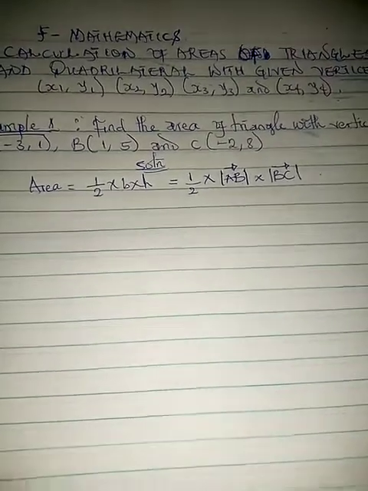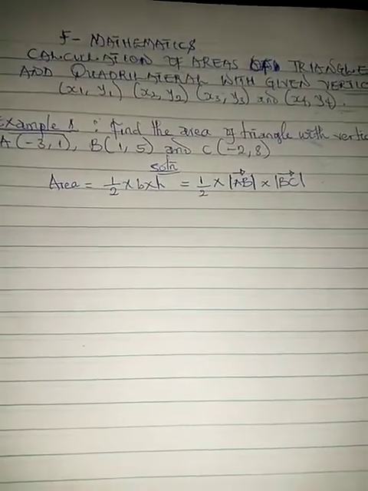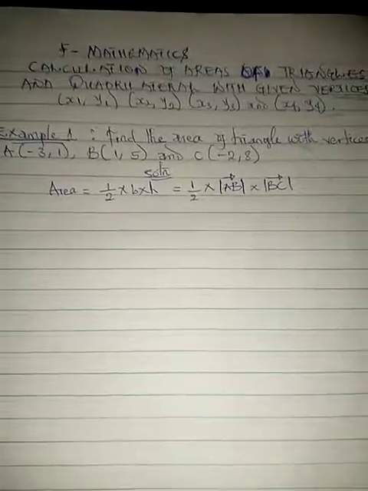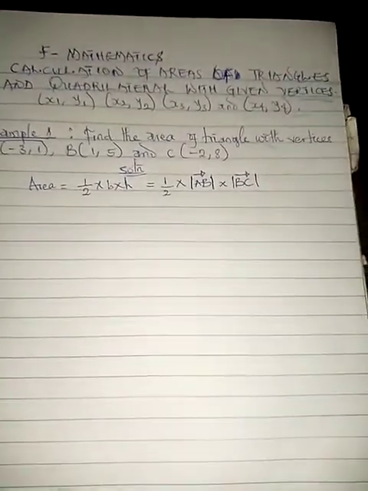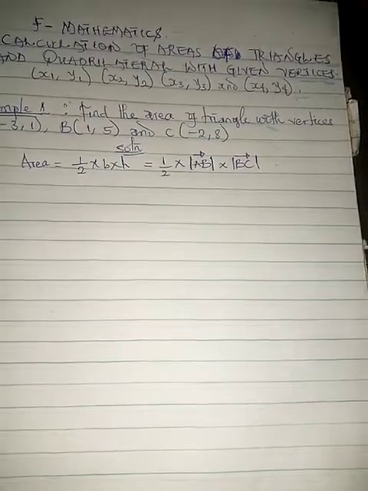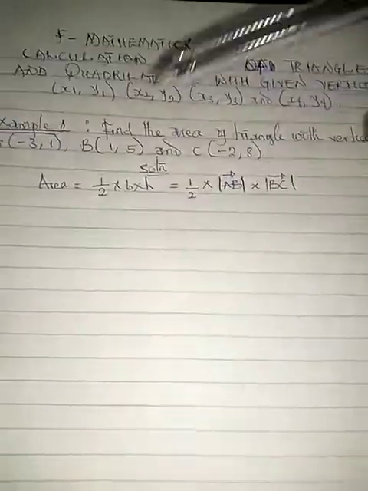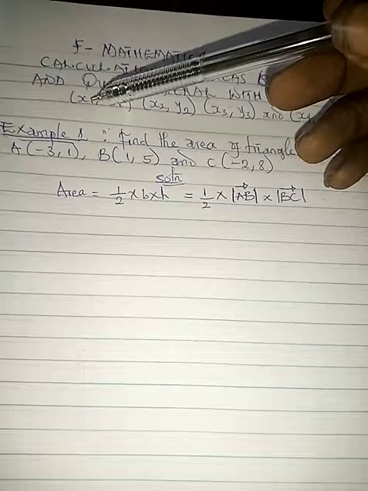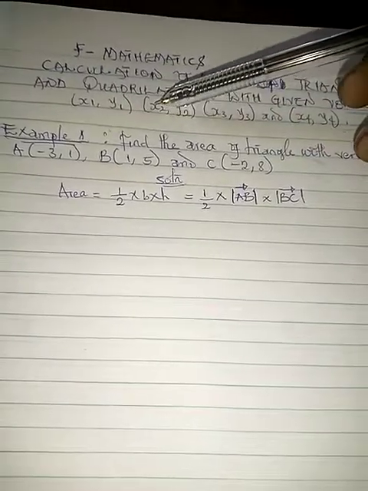Okay, good morning everyone. Now, as you can see on the screen, what we are having today is calculation of areas of triangles and quadrilateral with given vertices. Such that when the vertices are two-dimensional, like x1, y1 is just two-dimension, x2, y2 is just two-dimension. You understand? And then we have an example.